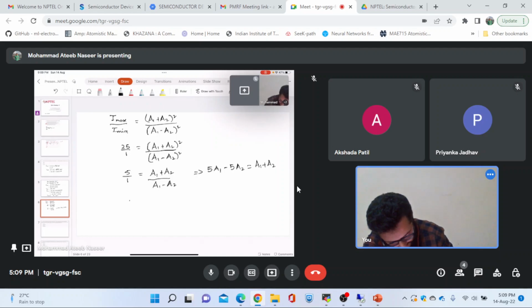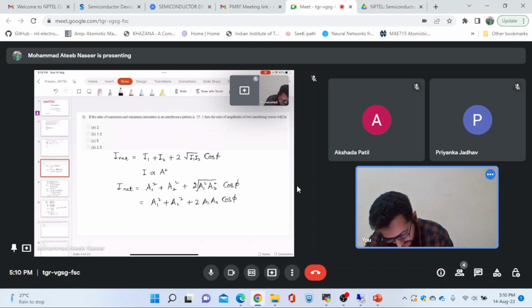or simply 4 times A1 equals 6 times A2, or A1 by A2 is equal to 3 by 2 or equal to 1.5. Let us see which option it was. It was option B. So we will choose option B.